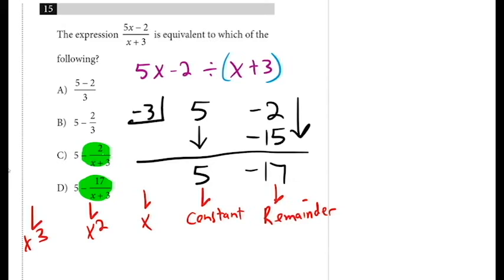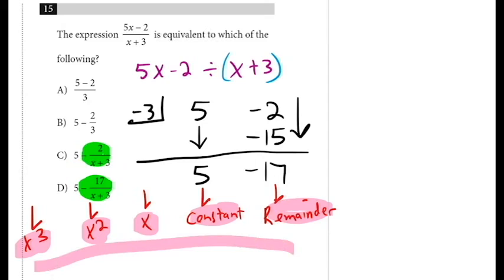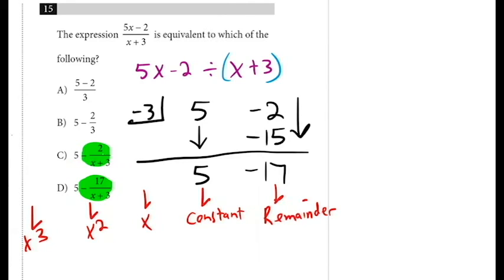So when you have synthetic division, your answers are going in the order of the smallest number and the next smallest number, and then the x and the bigger x and the bigger x, and they kind of go in that general order. So we have a remainder of negative 17, and as I said a moment ago, the remainder in division gets put as a fraction over the thing that you're dividing by. And then we have the constant, which was 5, so 5 is a number with no x. And the answer is 5 minus 17 over x plus 3, which is choice D.